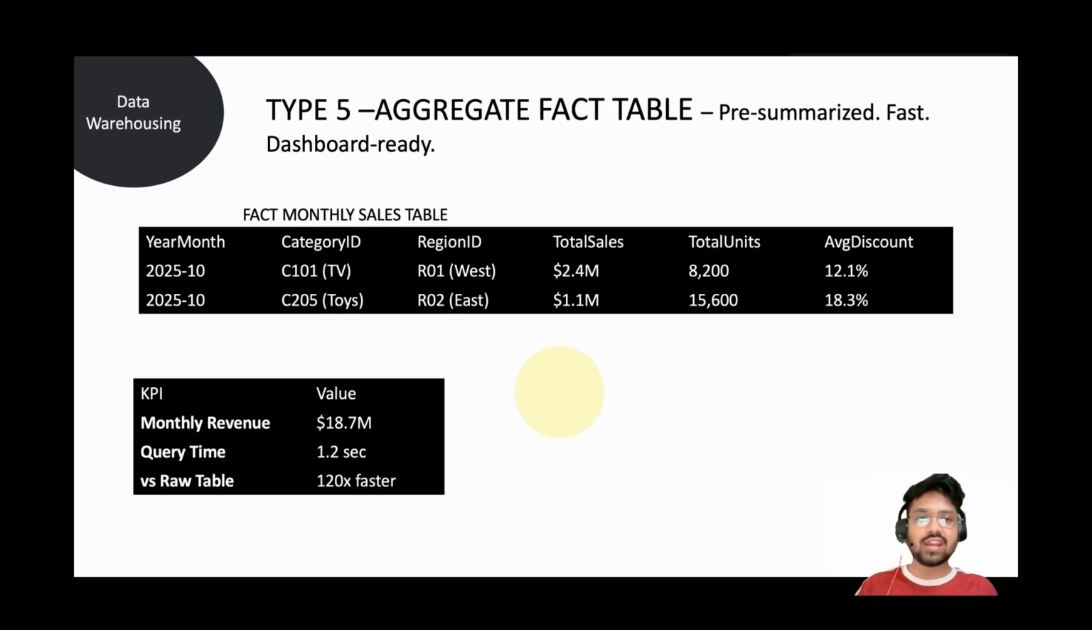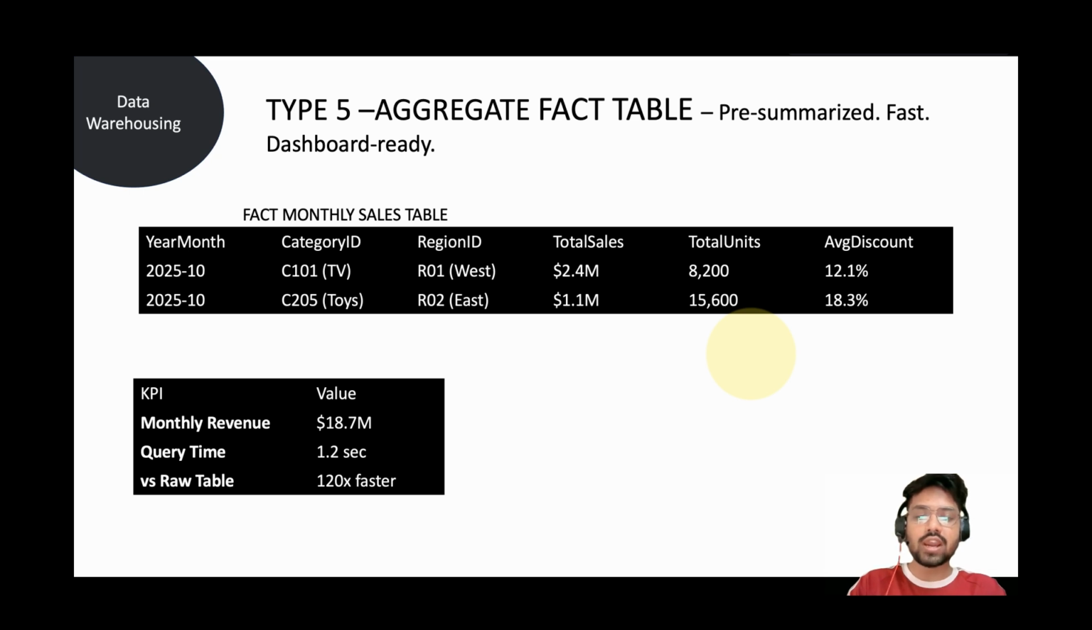Now talking about the aggregated fact table. With aggregation, you have the idea, right? Which is pre-summarized, fast, dashboard ready. So here you can see we have this monthly sales fact table. In this, we have year, month, category ID, region ID, total sales, total units, average discount. And if we need to calculate these KPIs, that is monthly revenue, query time versus raw table, if we are going to do the monthly sales analysis on a raw table, and if we need to present it to someone, that is really slow. So we pre-summarize, we pre-calculate, we aggregate these sales via region or via category, and then we produce it to our end users so that they can query or go through this and understand the total sales that are made in this particular region.